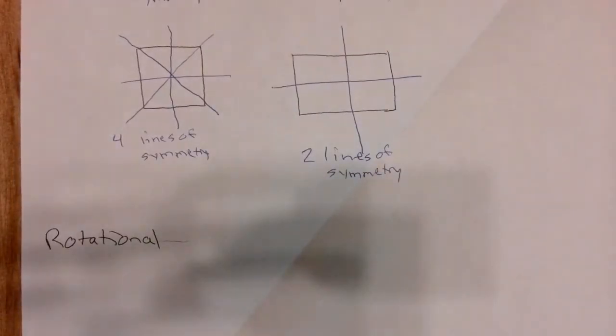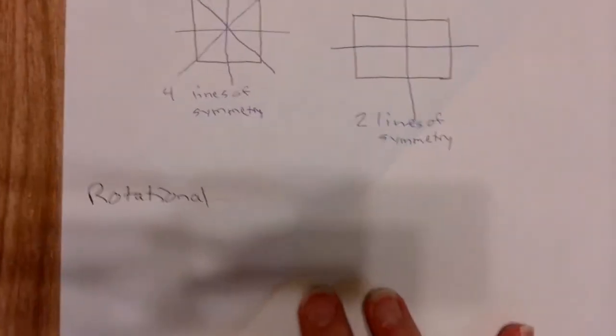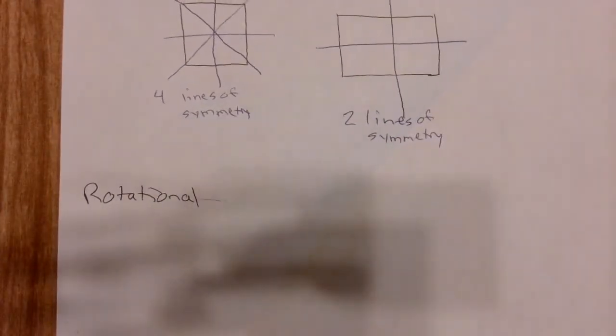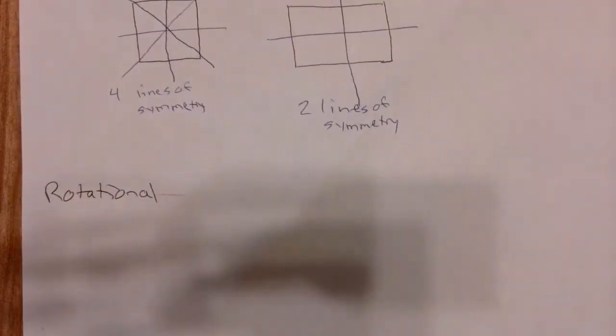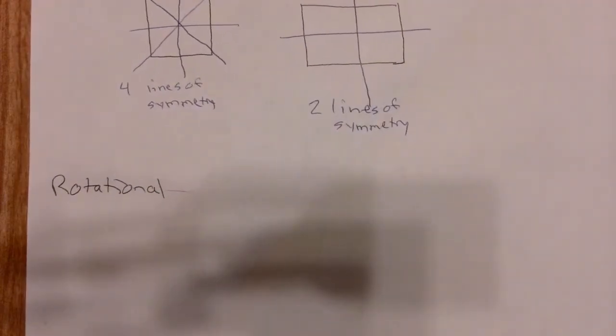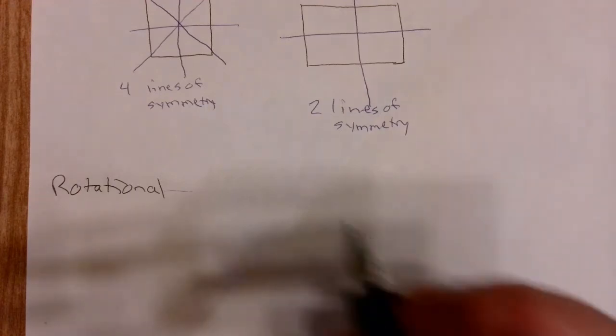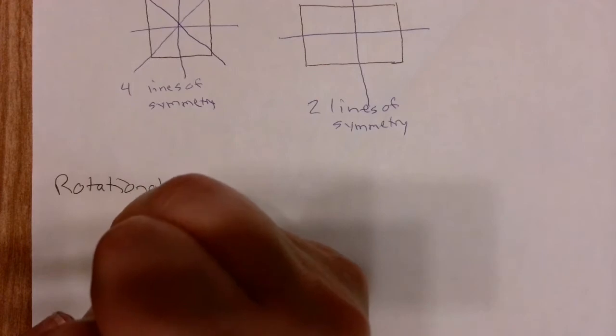Think of maybe doing a cartwheel. If you rotate your body 360 degrees, you end back with your feet on the ground and your head in the air. So, 360 degrees doesn't count. Everything has that. We're looking for other rotational symmetry. So let's think of another letter. Let's do the letter N.